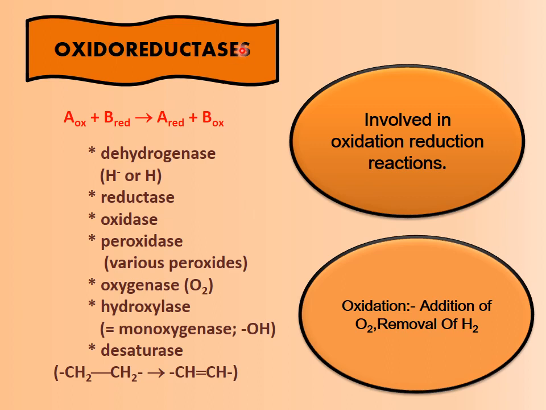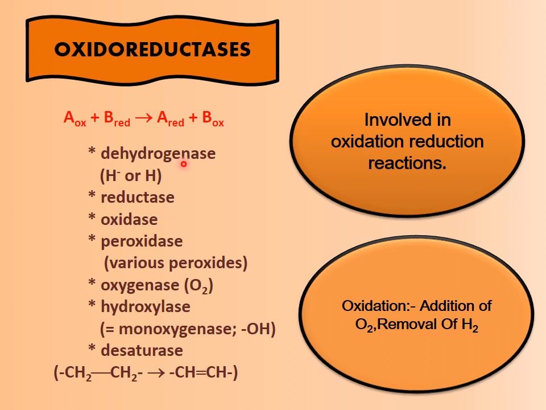Now the first is oxidoreductase. The name indicates that the enzymes grouped in this class are involved in oxidation reduction reactions. We all know what oxidation is. It is the addition of oxygen or removal of hydrogen. In the same way, the reverse is reduction, which is addition of hydrogen or removal of oxygen. Now you see the reaction. A is oxidized and B is reduced, or A is reduced and B is oxidized. So in an oxidation reduction reaction, oxidation and reduction both take place, and examples of these reactions are dehydrogenases.